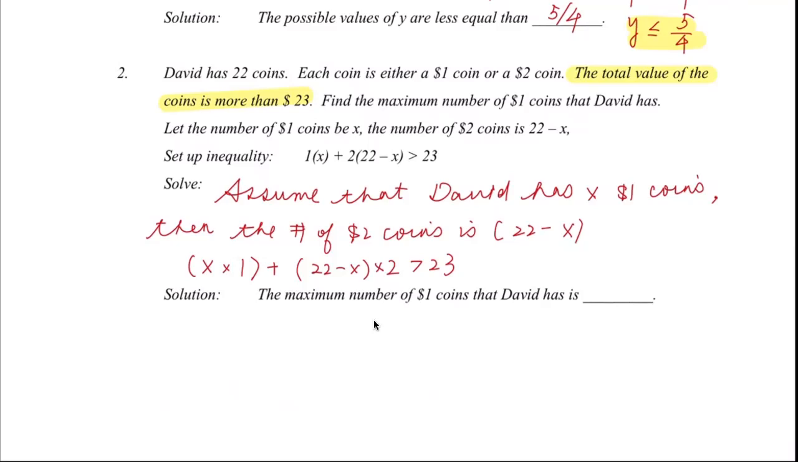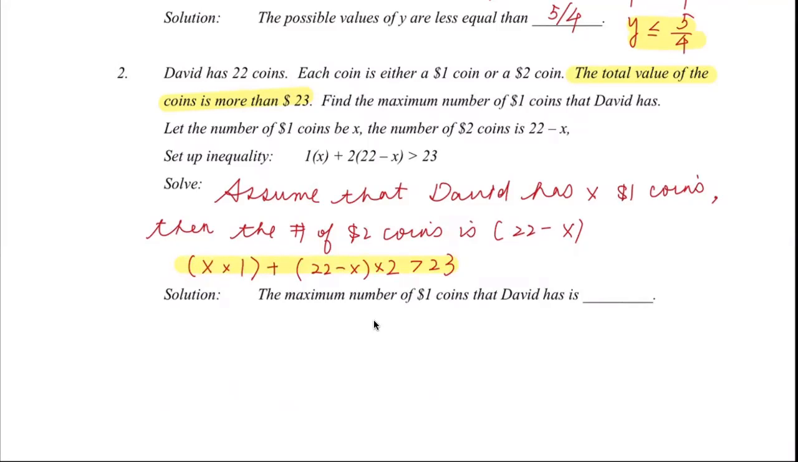Because for word problems, the emphasis is on whether you can get all the information and write the correct inequality, instead of testing your skills of actually solving the inequalities. Okay, so this is the inequality that we should write based on the information in this question.